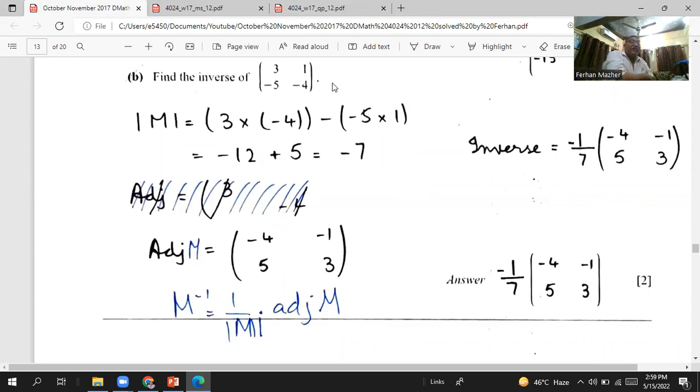Then we will find the adjoint of the M. In the adjoint of the M, we will change the position of these two with each other, and we will change the sign of these two. So you will have minus 4 and 3 here, 5 and minus 1. So the M inverse is equal to 1 by M determinant into adjoint of M. So it will be minus 1 by 7 into the adjoint, minus 4, minus 1, 5, and 3. So you just leave it like this, and it is good.